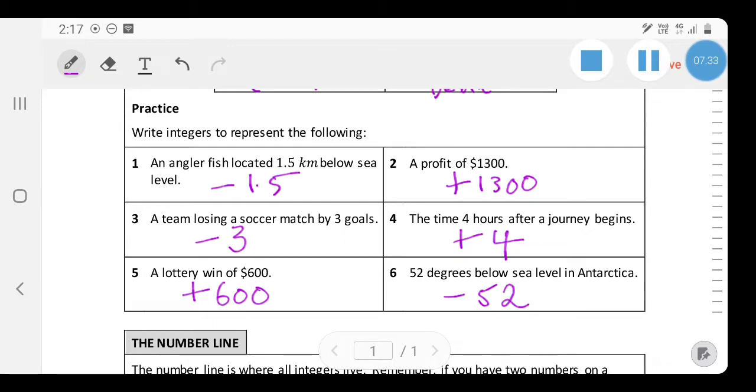All right, now just one little thing I want to highlight. These plus signs in front of the positive integers, they're actually unnecessary, because if I were to just write 1,300 without a plus sign, or 4 without a plus sign, or 600 without a plus sign, it would automatically mean that it's a positive number. You really just need the sign there if it's a negative, okay? But because we're just starting to learn about this stuff, I've included it there for you.